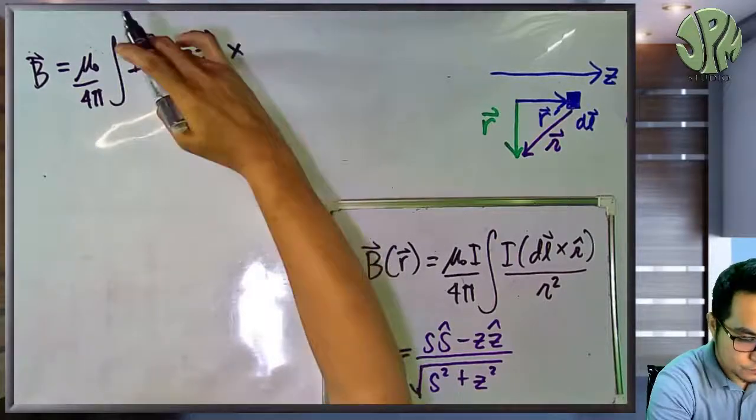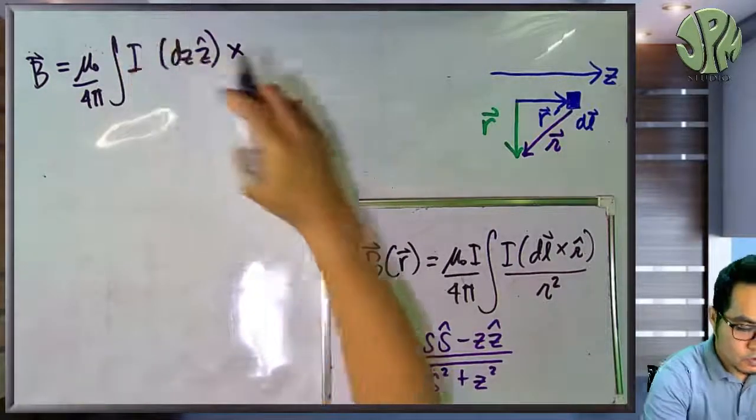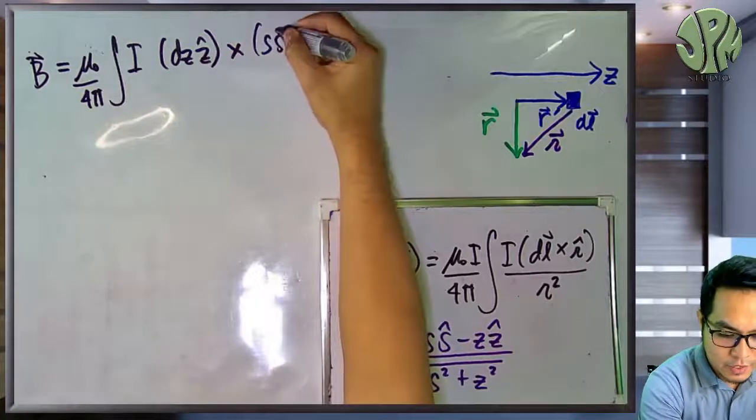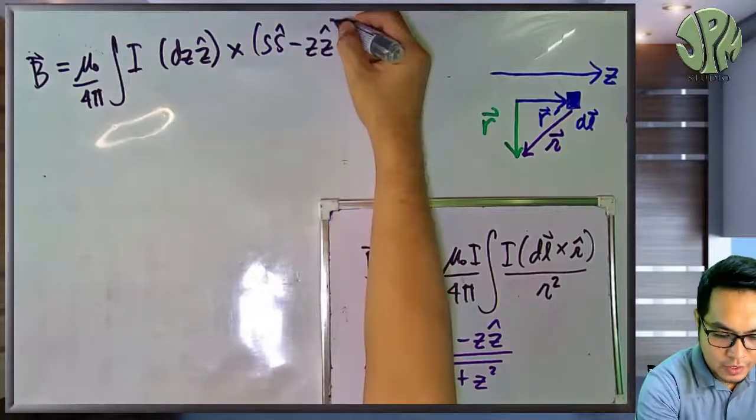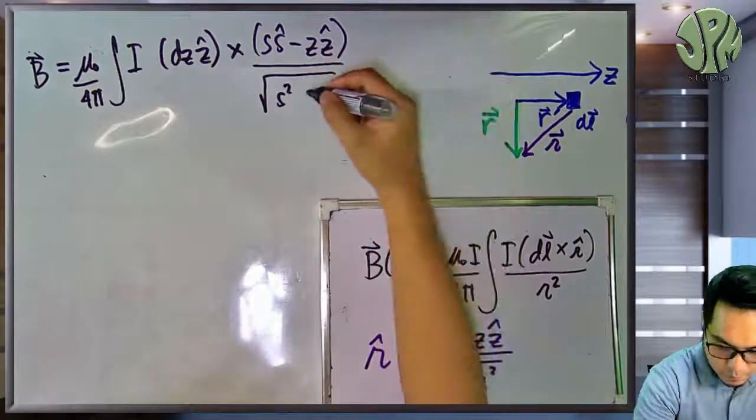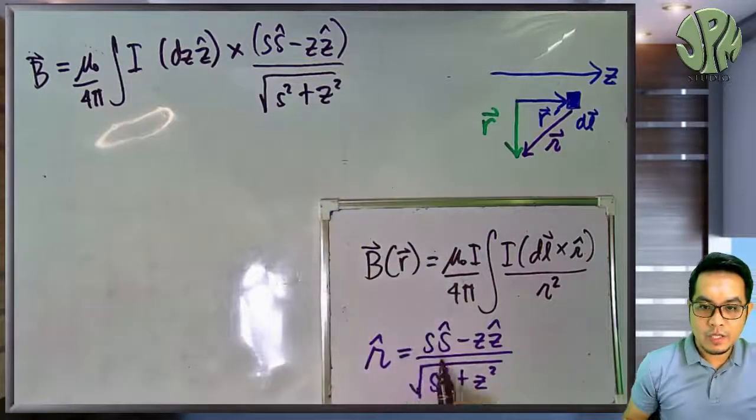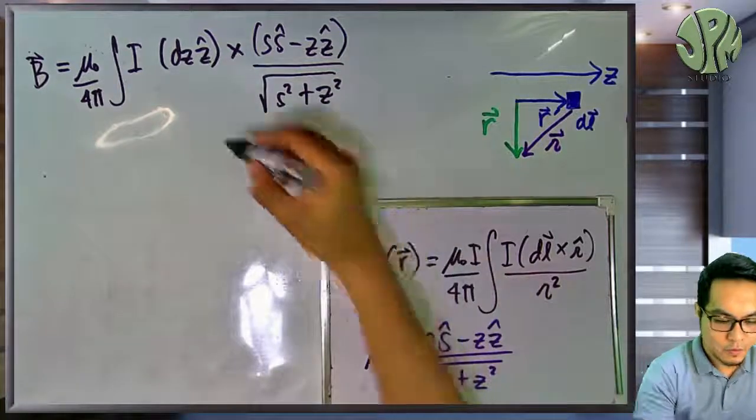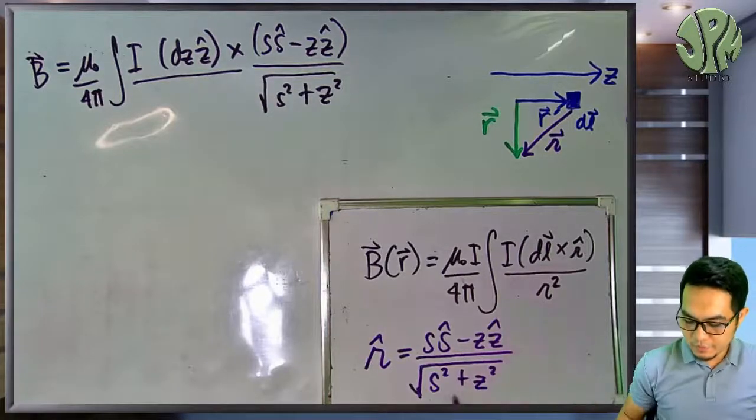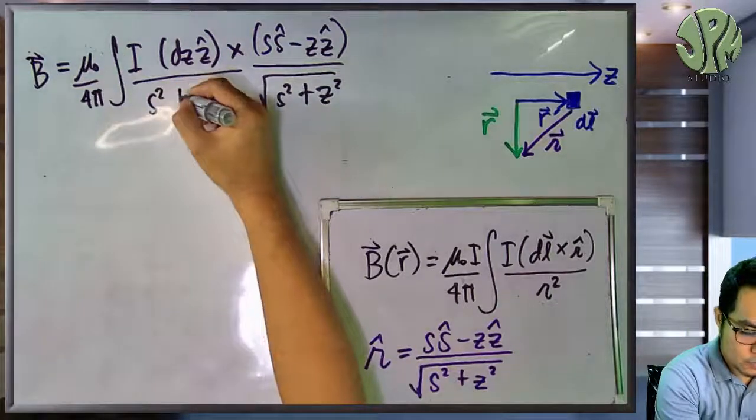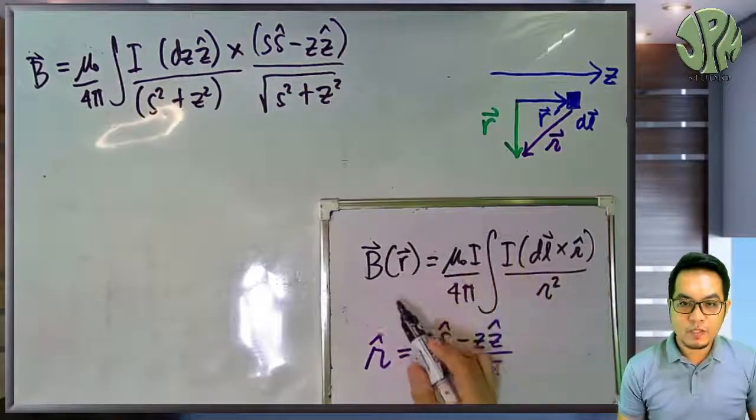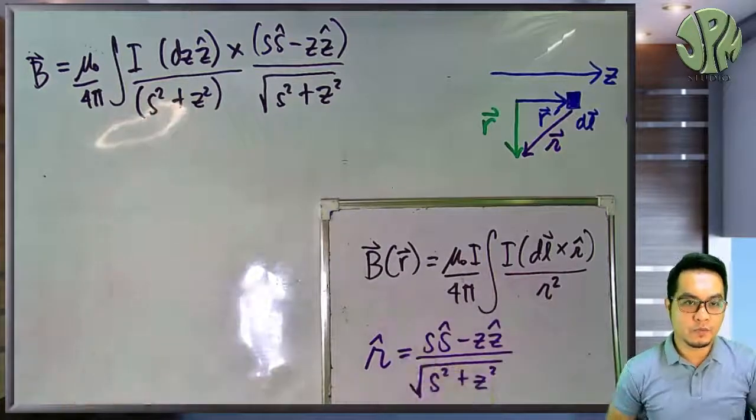Cross with R hat, which is this one. So you will have S hat minus Z hat over the square root of S squared plus Z squared. And then in the formula, divided by R squared. So R squared is just the square of this, so you have S squared plus Z squared. This is what happens when we substitute all the values into our equation.